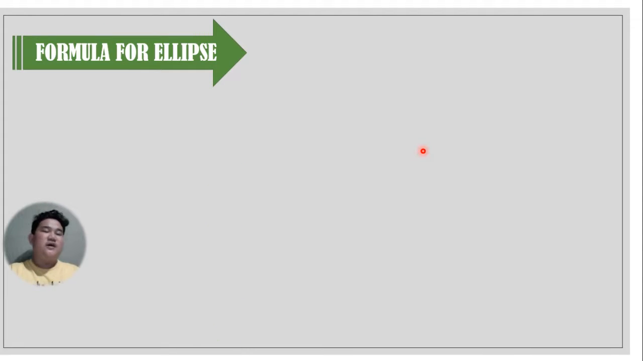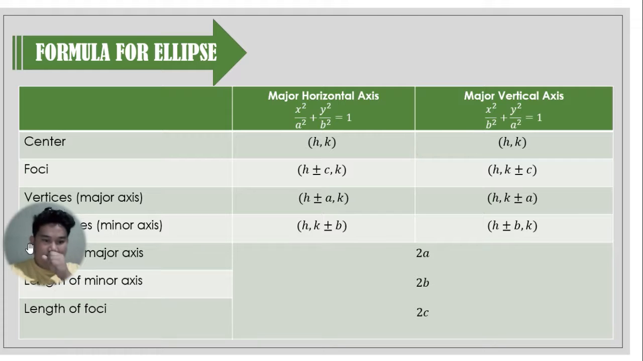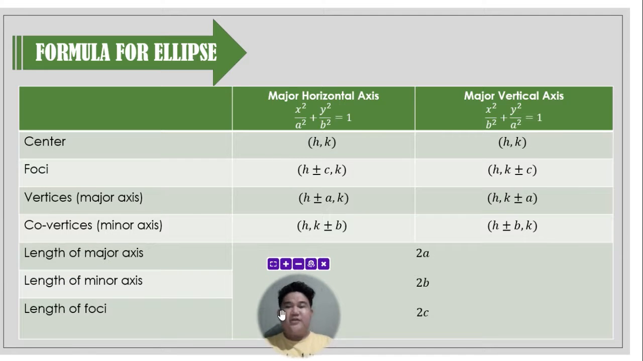Now we have the formulas for ellipse. So here is the formula of our ellipse for our major horizontal axis and major vertical axis. Kapag sinabi nating major horizontal, it is in the y-axis. Our vertex, it is in the x-axis. And dito, ang unang titignan ninyo is the denominator. Okay? So we have here a squared. And ang denominator ng x squared is a squared. Always remember that a squared, siya ang pinakamalaki. A squared is greater than b squared.